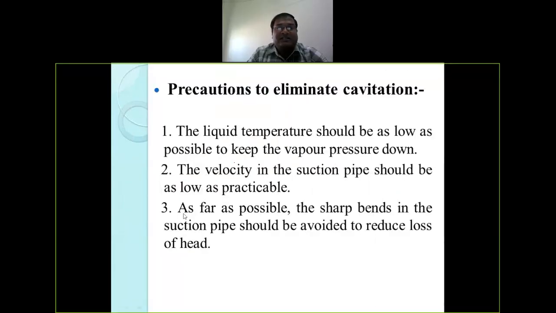These are the prevention measures: the liquid temperature should be as low as possible to keep the vapor pressure down. Secondly, the velocity in the suction pipe should be as low as practicable. And third, as far as possible, sharp bends in the suction pipe should be avoided to reduce loss of head. Okay, so we have to avoid sharp bends. If you don't avoid them, then what will happen? Loss of head will be there. So these are the three precautionary measures you have to take to eliminate cavitation.